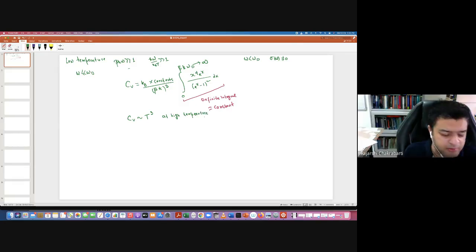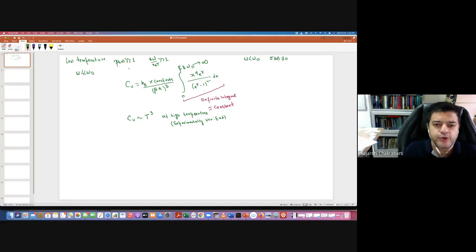Maybe you must have heard about it, and it is experimentally verified for many solids that if you go to low temperature, your CV is proportional to T cube.